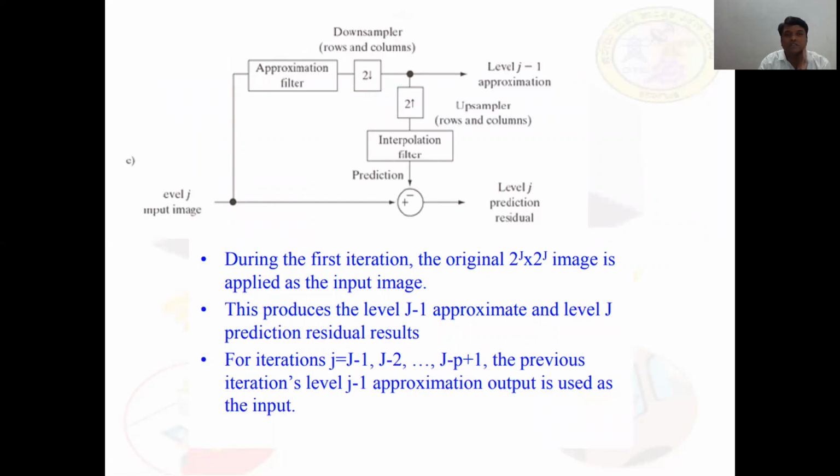During the first iteration, the original 2 to the power of J into 2 to the power of J image is applied as the input image. This produces the level J minus 1 approximation and level J prediction residual results. For iteration j equal to J minus 1, J minus 2, etc., J minus P plus 1, the previous iteration's level j minus 1 approximation output is used as the input.